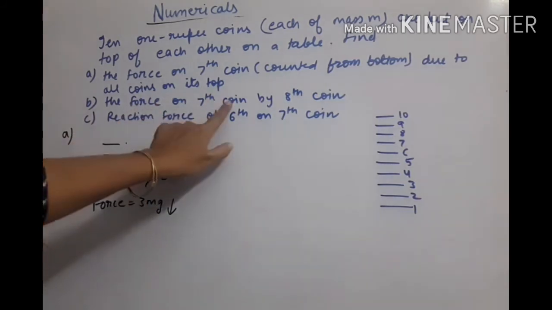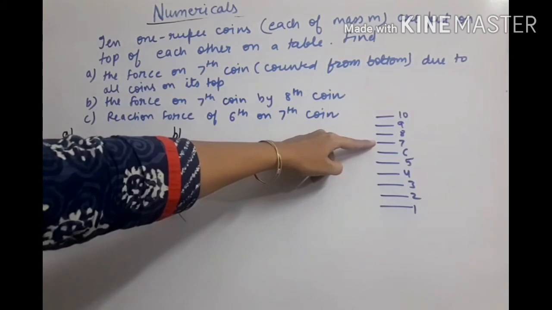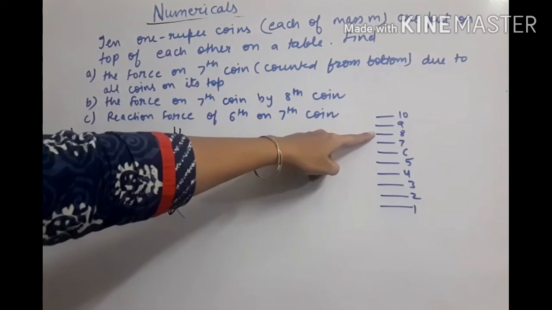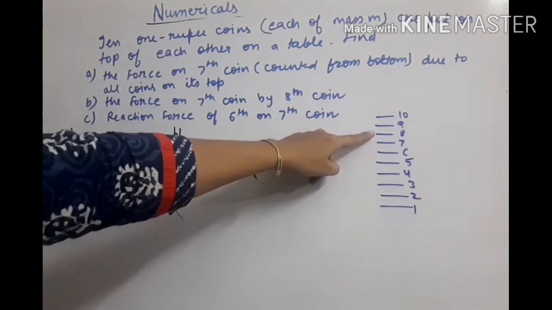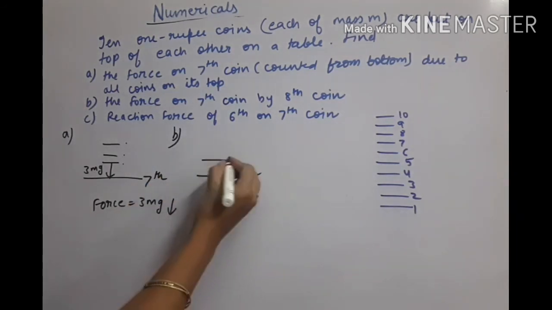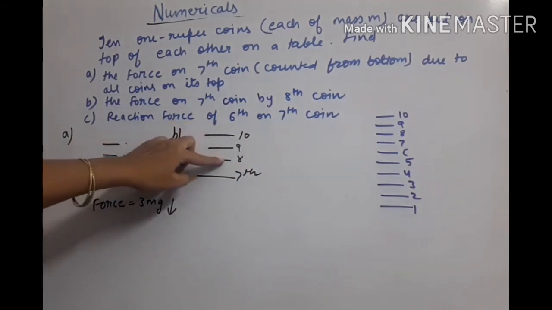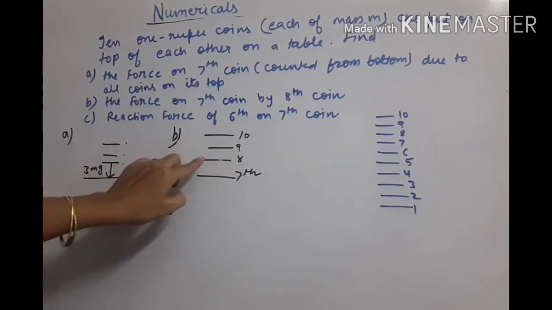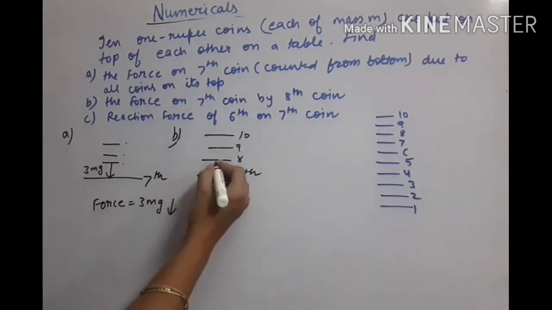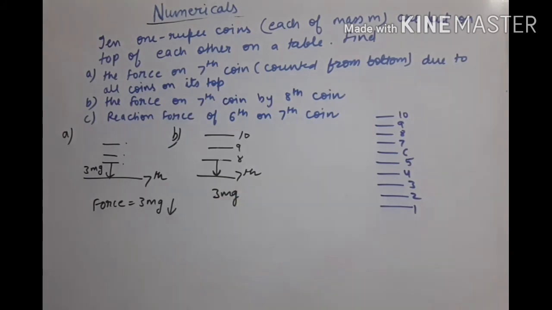What is the force on the 7th coin by the 8th coin? Force on 7th coin again by 8th coin. But is the 8th coin alone? No, on the 8th coin, 9th and 10th are also present. So the situation is similar. What weight will this 8th coin bear? The 8th coin will bear its own weight and the weight of the upper 2. So again the answer is the same. How much weight will the 8th coin apply on the 7th coin? That is 3 mg again.